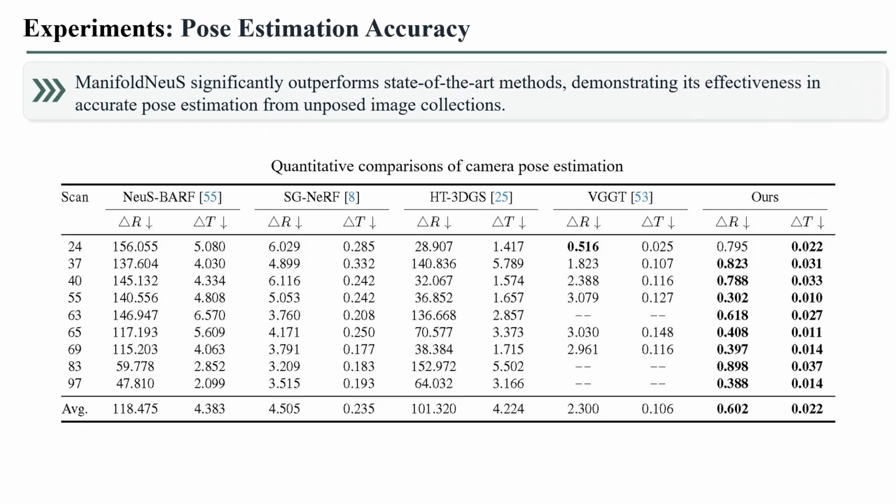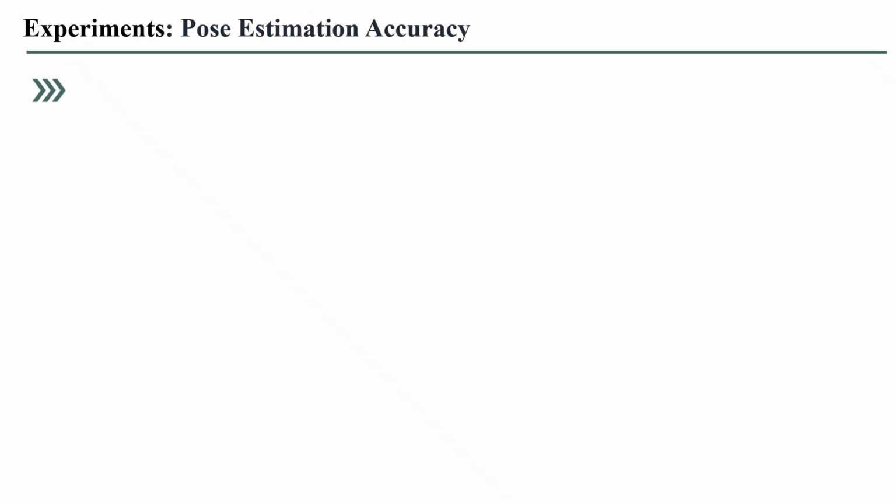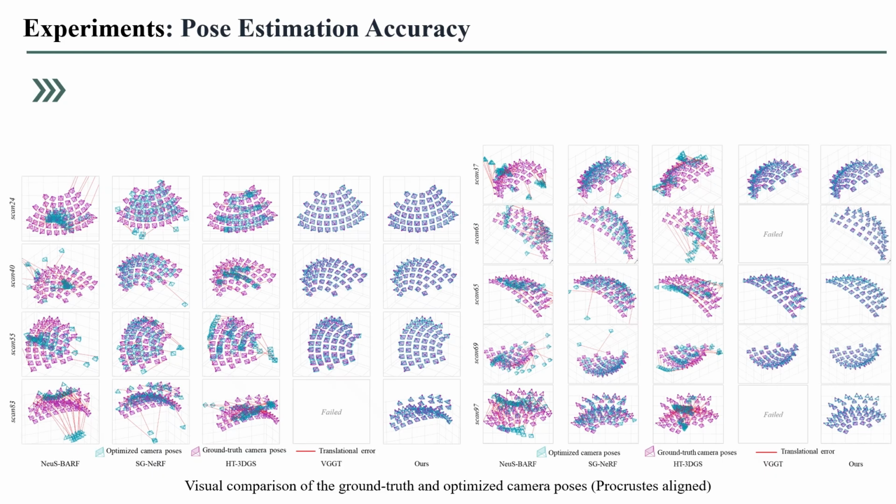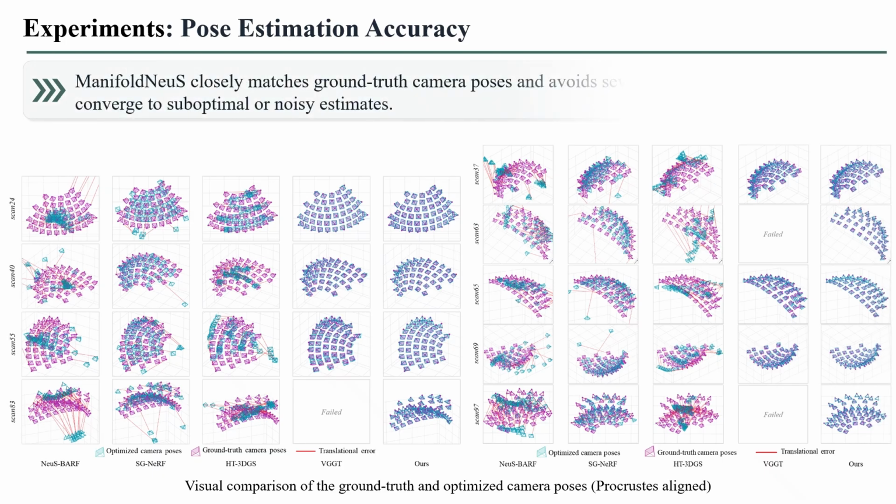Compared with existing baselines, our method achieves significantly lower rotation and translation errors, demonstrating that our method can recover accurate camera poses from unposed images. The pose visualizations further confirm this improvement. Our method closely matches ground truth camera poses, while baselines converge to suboptimal or noisy estimates.